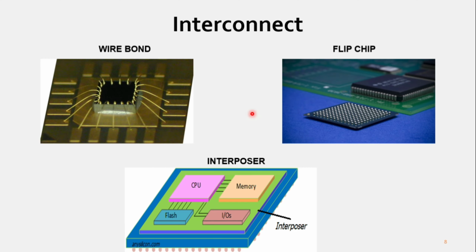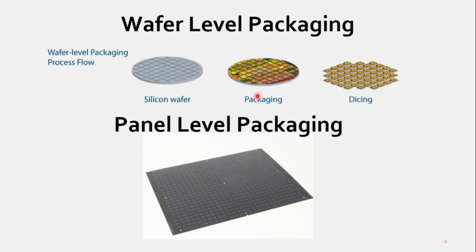Now we'll proceed to the interconnect. There are three types of interconnect: the wire bond, the flip chip, and the interposer. The wire bond uses wires to connect the die to the packaging of the microprocessor. Now, the flip chip uses solder bumps to connect the die to the packaging of the microprocessor. While as we discussed, the interposer uses silicon strands, which is the most popular, to connect the die to the packaging. Now we will discuss wafer level packaging and panel level packaging.